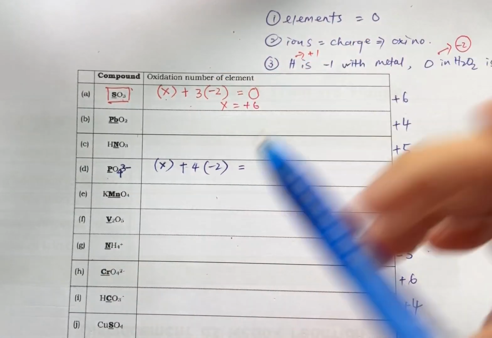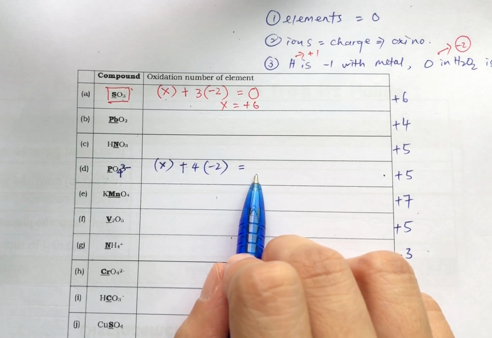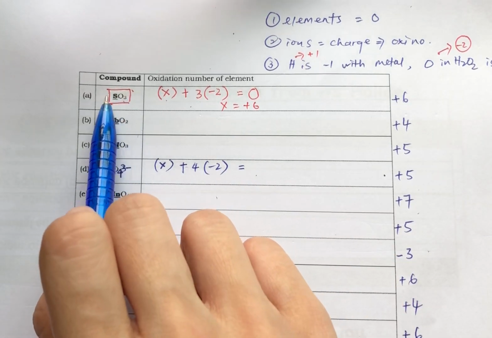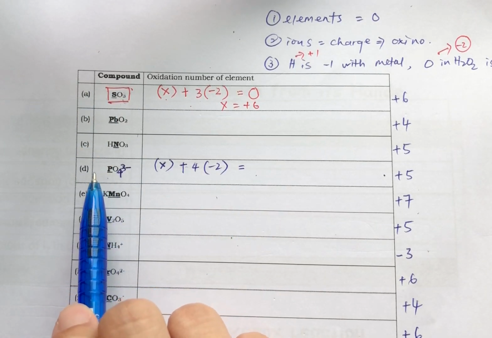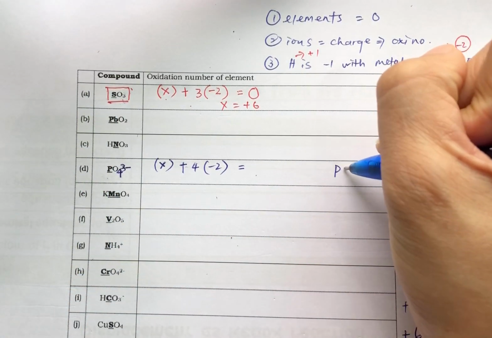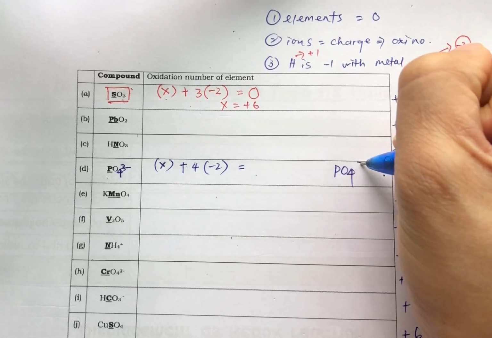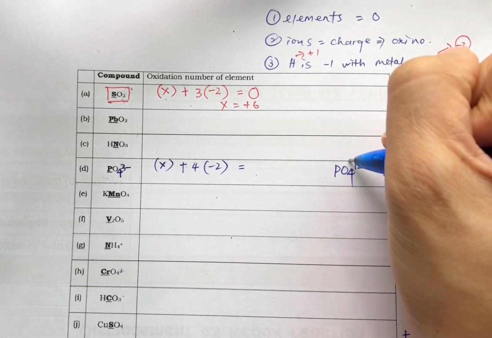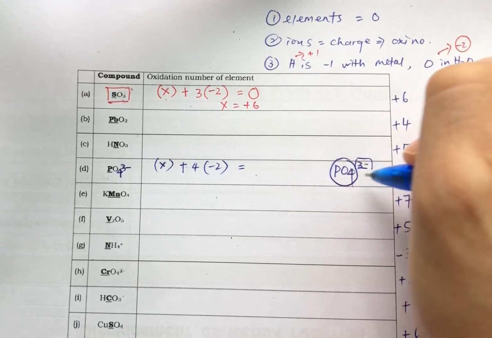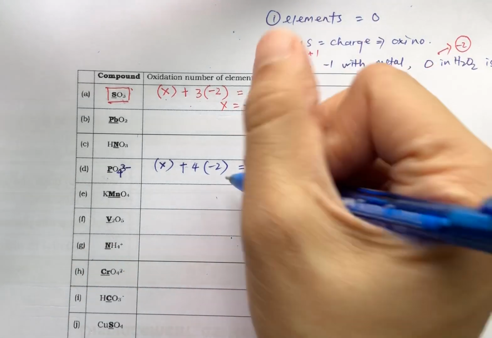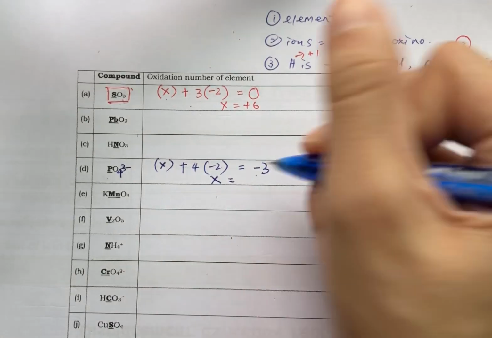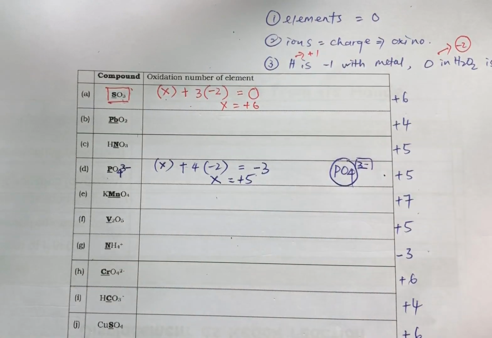This time round, I cannot equate it to 0. Just now I equated to 0 because after I wrote SO3, there was nothing on top. But this time, in PO4, you can see 3 minus on top. That means all the charges in the PO4 add up to -3. So solve this equation and you get X equals plus 5. That's how it works.